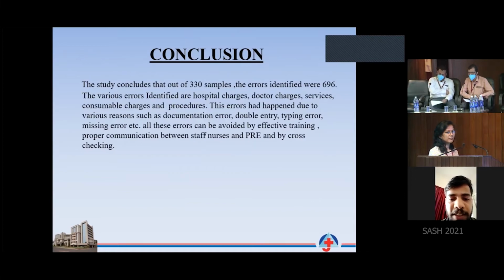The various errors identified are hospital charges, doctor charges, service charges, consumable charges, and procedural charges. The errors have happened due to various reasons such as documentation error, double entry, typing error, missing error. All these errors can be avoided by effective training, proper communication between staff nurse and PRE, and by cross-checking.